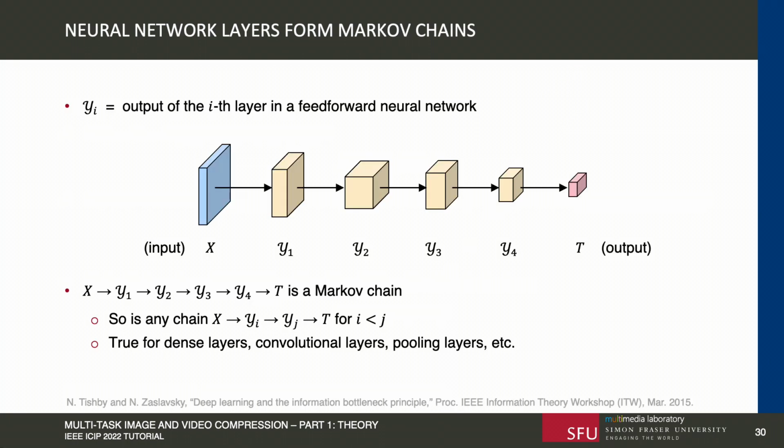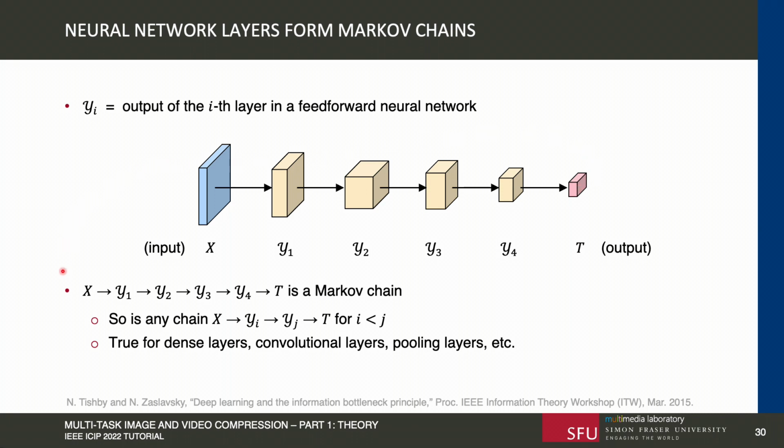For most vision tasks, state-of-the-art features are learned features, for example, outputs of certain layers in a neural network. So let y sub i be the output of the ith layer in a feed-forward neural network. Using this notation, we can represent a neural network as follows. The input is x, and then y1 is the output of the first layer, y2 is the output of the second layer, y3 is the output of the third layer, and so on, up to the final output of the network, which is the task variable t.